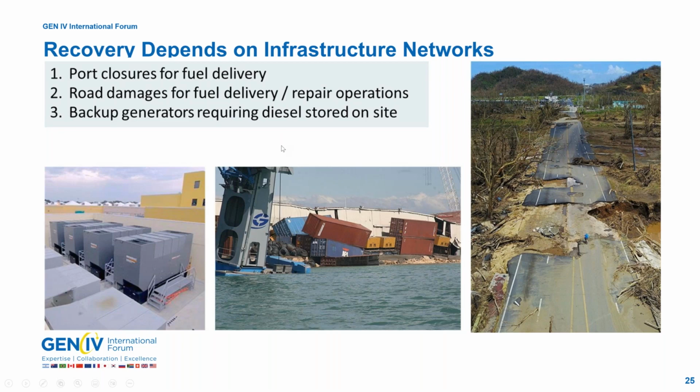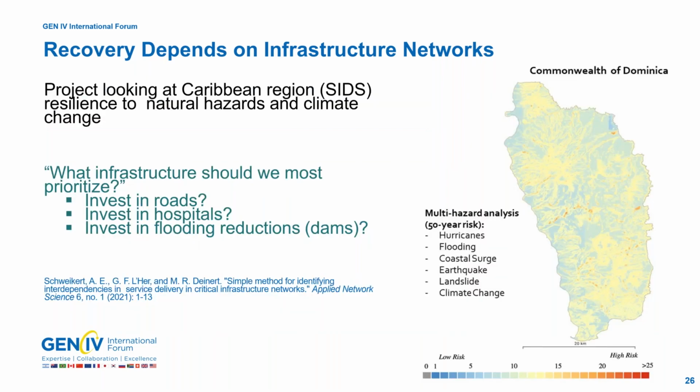So the geospatial system that we've built has the ability to help people to understand this. So I'll show you some data that we generated for a project for the World Bank that was taking a look at small island states in the Caribbean. In particular, the data I'll show you are for the Commonwealth of Dominica.